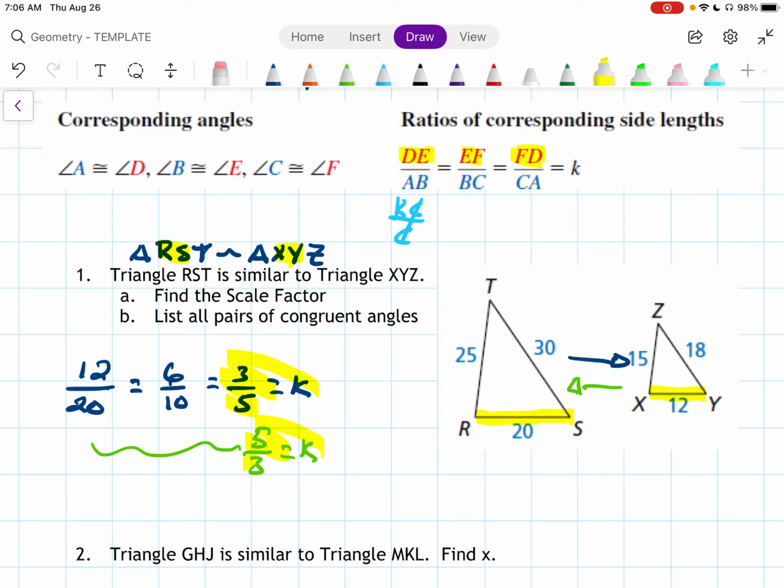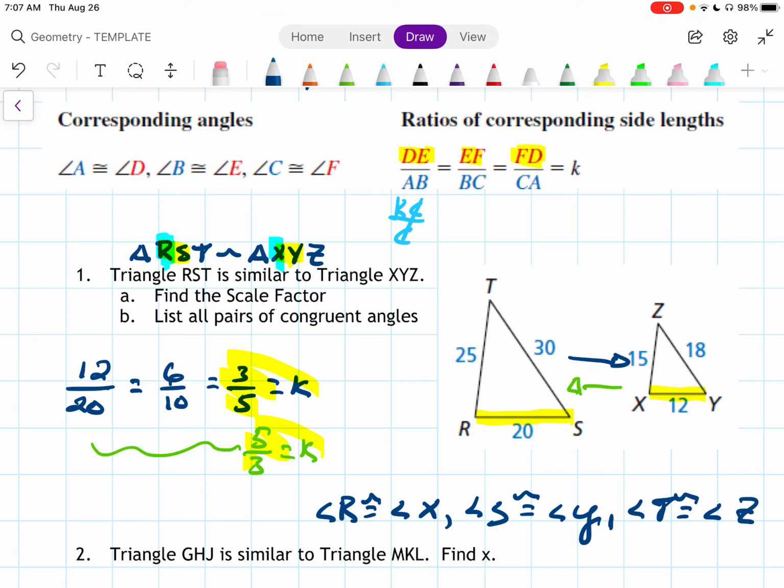List all pairs of congruent angles. Now for this, we can either look at the picture or the similarity statement. I'm going to look at the similarity statement. And I already said it a little bit, but the first spot and the first spot go together. So I can say angle R is congruent to angle X. Next up, the two middle spots will be angle S is congruent to angle Y. And the very last one is angle T is congruent to angle Z.